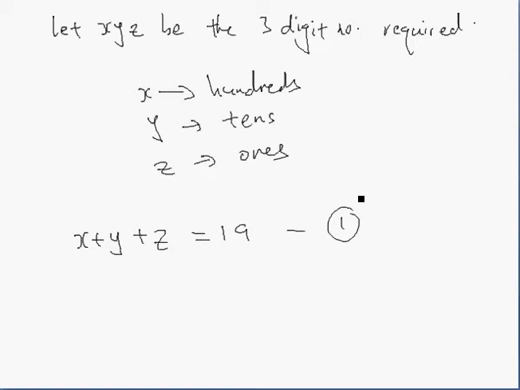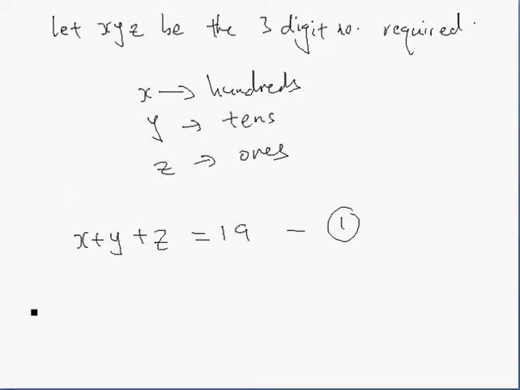Where do we get the second hint? Okay, you continue to read. Reversing the order of the digits in that number decreases the value by 495. So what do we mean? Let us write down what we mean by reversing the order of the digits. It means instead of x, y, z, we have z, y, x. So what is the value of x, y, z compared to z, y, x? Let us write down.